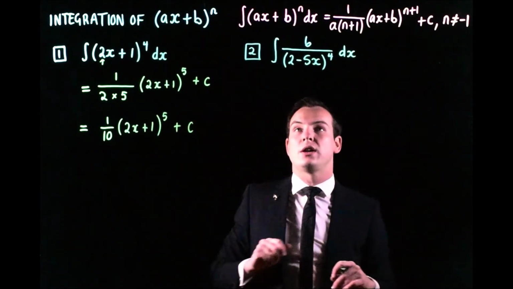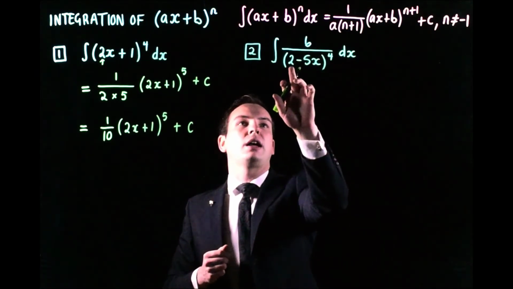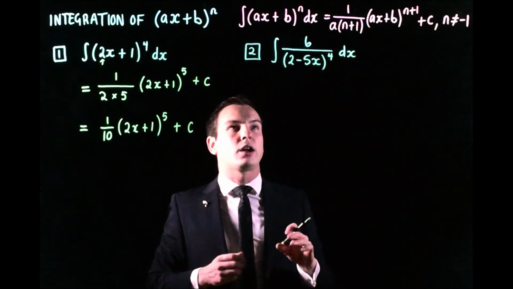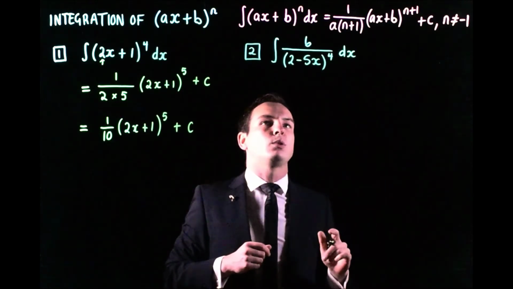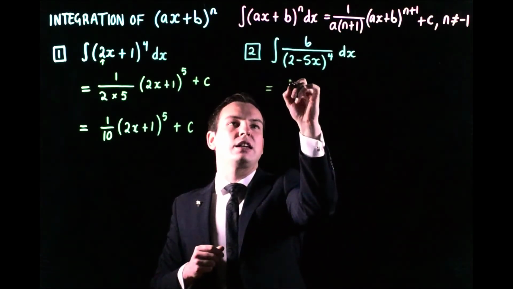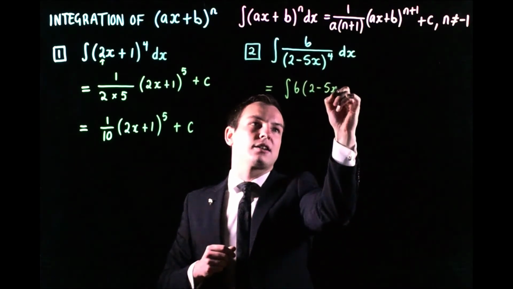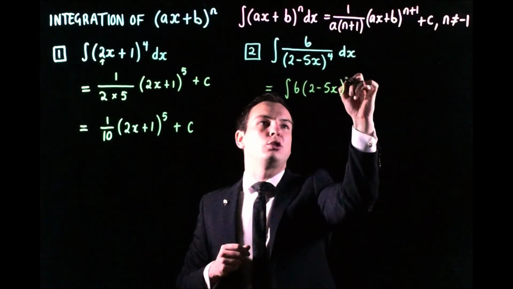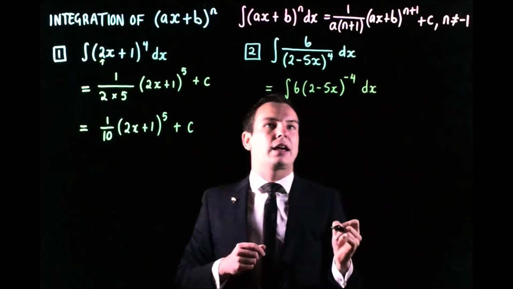For part 2, we're just going to do another definite integral. So this time we have the integral of 6 divided by (2 minus 5x) to the power of 4. So this time the 4 is on the bottom line. So we're going to have to do something with that before we can apply this rule. And that is going to be integrated with respect to x. So now this is going to equal the integral of 6 times (2 minus 5x) to the power of, and now instead of having 4 on the denominator, we can move it up to the numerator by making that -4, and then we're still going to integrate that with respect to x.